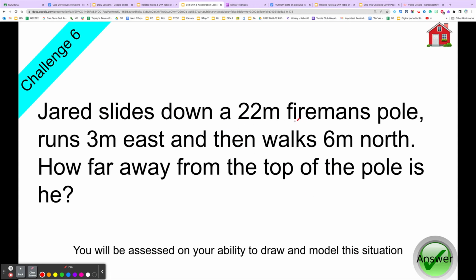Jared slides down a fireman's pole, runs 3 meters east, and then walks 6 meters north. How far away from the top of the pole is he? Whew. You need to draw this really well.